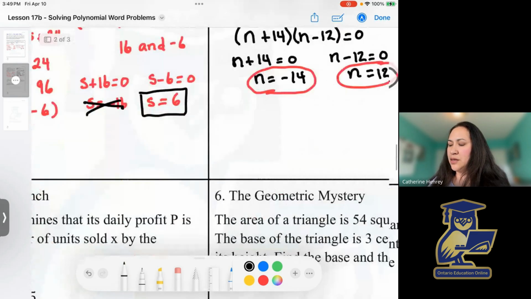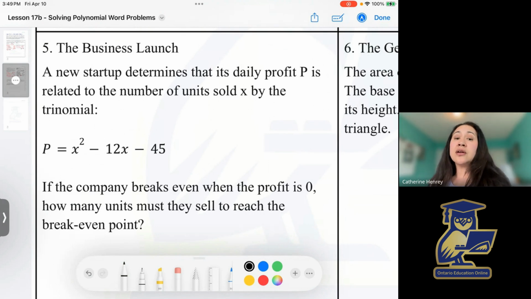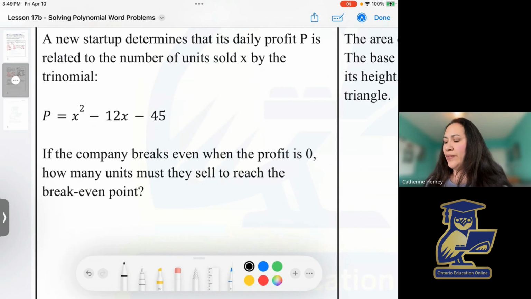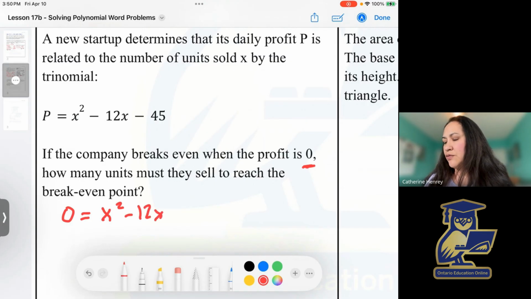All right, we're almost there. We have two others to consider. One is the business launch. So a new startup determines that its daily profit P is related to the number of units sold X by the trinomial that's given. So lucky in this one, we don't have to come up with our quadratic. If the company breaks even when the profit is 0, how many units must they sell to break even? All right, so it gives us exactly what we have to do. We have to set our quadratic equal to 0. X squared minus 12x minus 45.